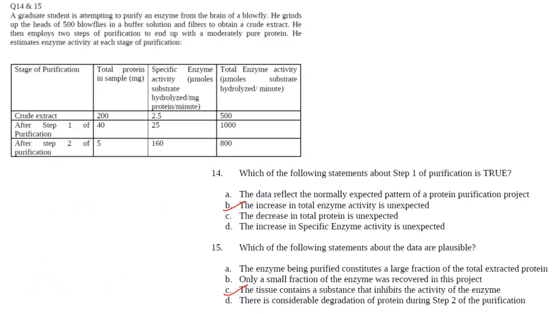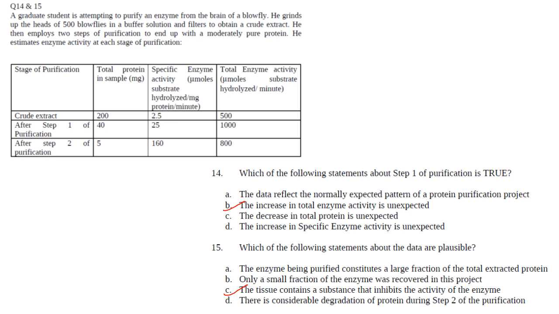Then next one. A graduate student is attempting to purify an enzyme from the brain of a blowfly. He grinds up the head of 500 blowflies in a buffer solution and filters to obtain a crude extract. He then employs two-step purification to end up with a moderately pure protein. He estimates enzyme activity at each stage of purification.